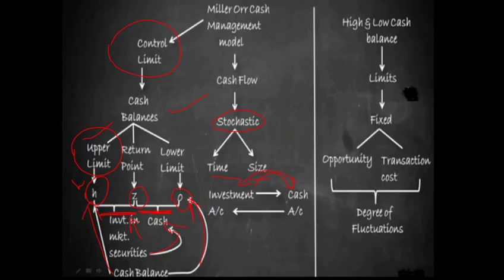So these high and low cash balance limits are fixed. The high and low cash balance will remain fixed based on the opportunity cost and transaction cost, and also factoring the cost according to the degree of fluctuation.